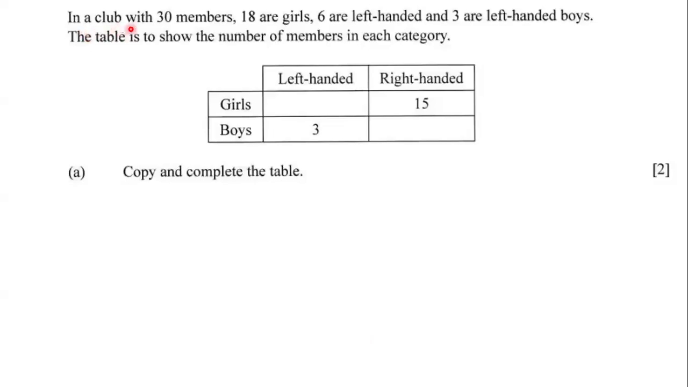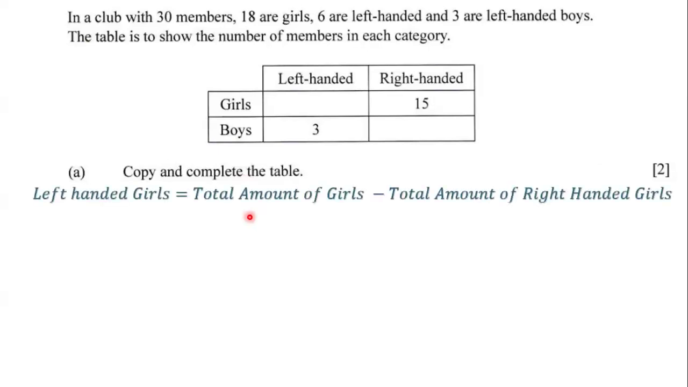In a club with 30 members, 18 are girls, 6 are left-handed, and 3 are left-handed boys. The table is to show the number of members in each category. And so we have girls. This is for left-handed girls, and this is for right-handed girls. And we have boys. This is for left-handed boys, and this is for right-handed boys. Copy and complete the table.